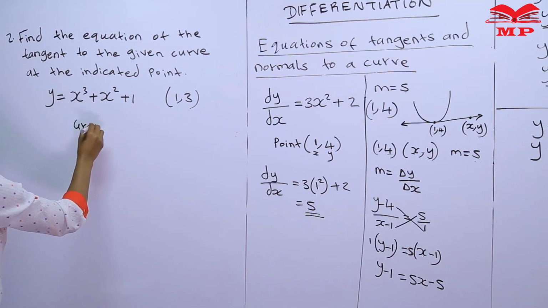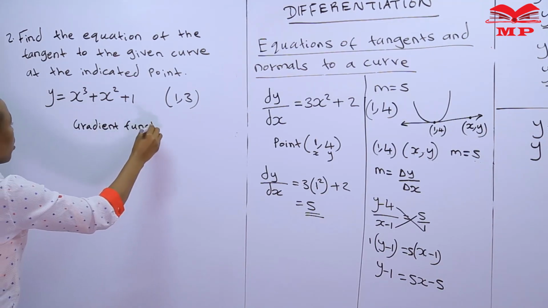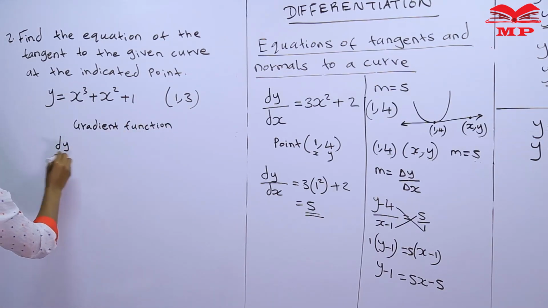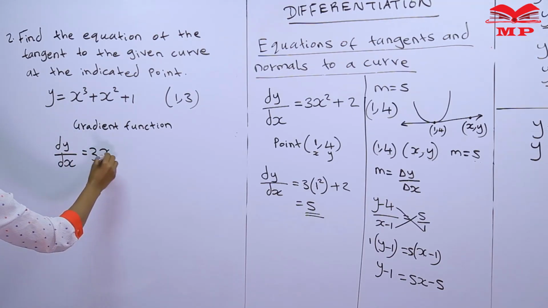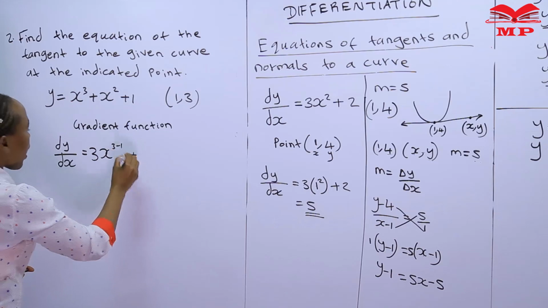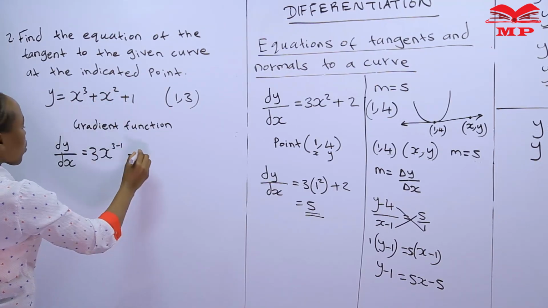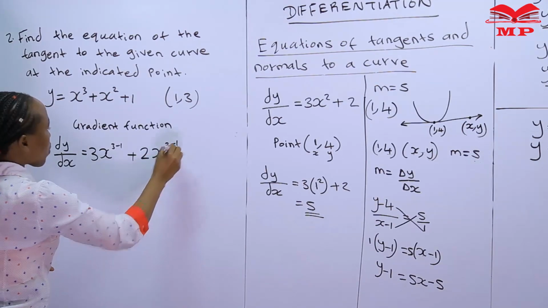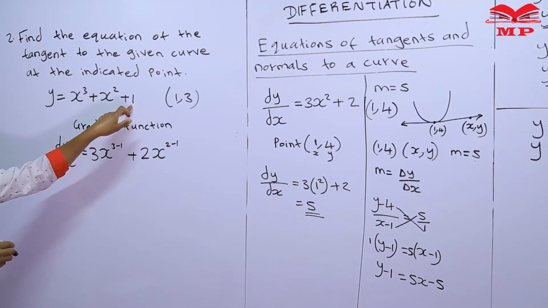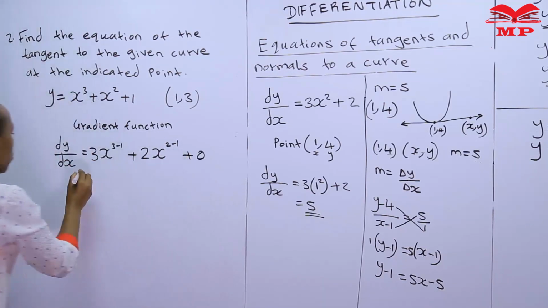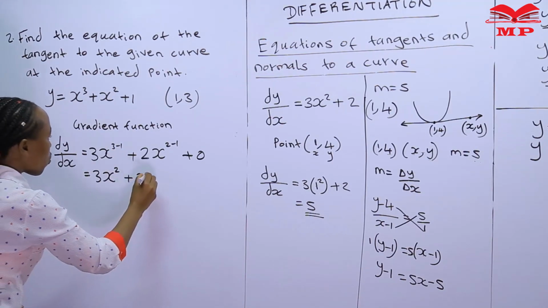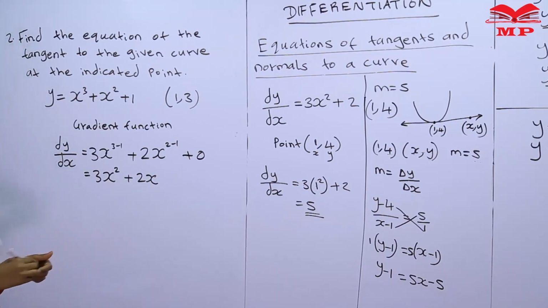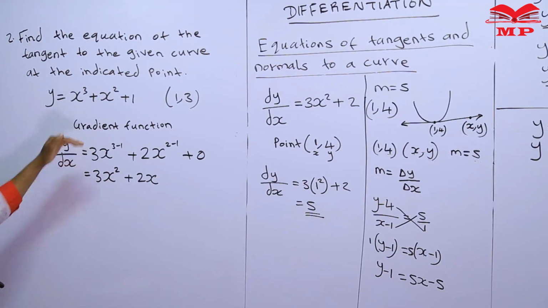The first thing is to get the gradient function, whereby we have dy all over dx, which is equal to, we differentiate this, 3 times the coefficient of x cubed, which is 1, so we have 3x, 3 minus 1, then plus 2 multiplied by the coefficient of x squared, which is 1, we have 2x, 2 minus 1, then the derivative of a constant is 0, so plus 0. So our dy/dx will be 3x raised to power 2 plus 2x, 2 minus 1 is 1, raised to power 1. So that's what we have as the gradient function.